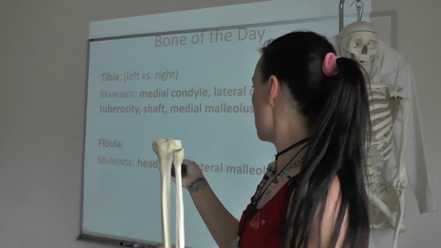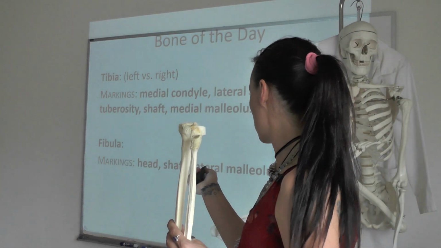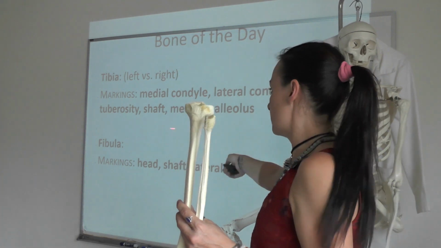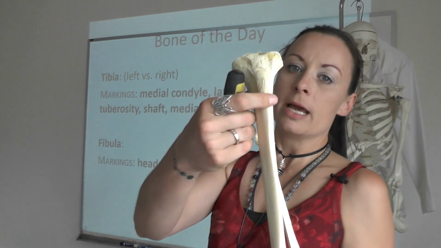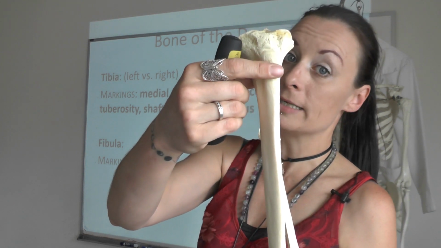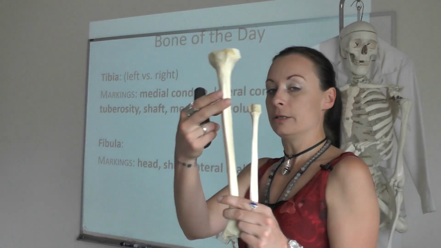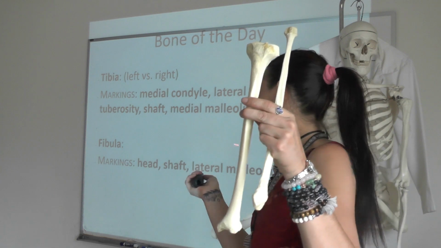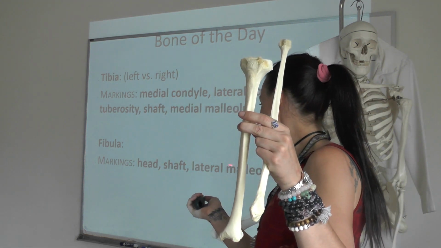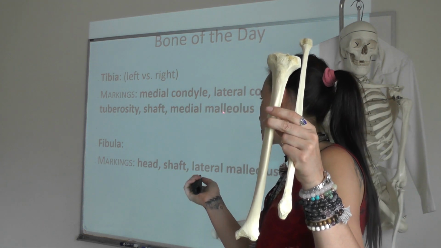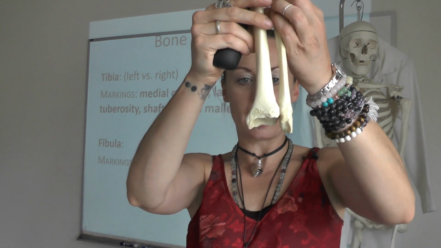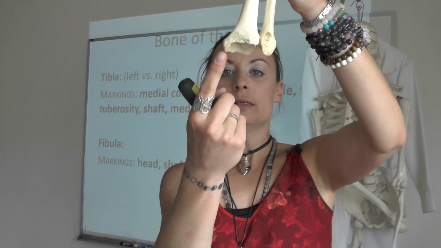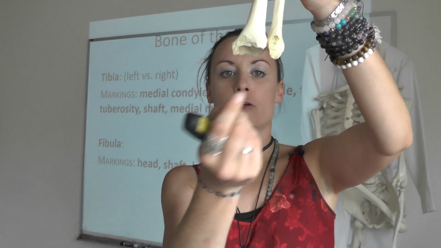Our medial and lateral condyle we already met. The next thing is the tibial tuberosity. It's this enlarged bump here. That's going to go anterior. This is the shaft. And then the medial malleolus. We'll see that the fibula has a lateral malleolus. These malleoli are the things that feel like your ankle bones on the distal portion of your leg. So this is the medial malleolus and this is the lateral malleolus.